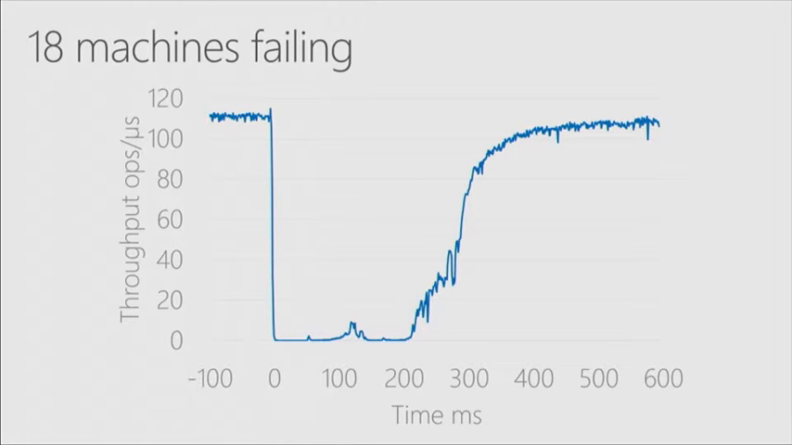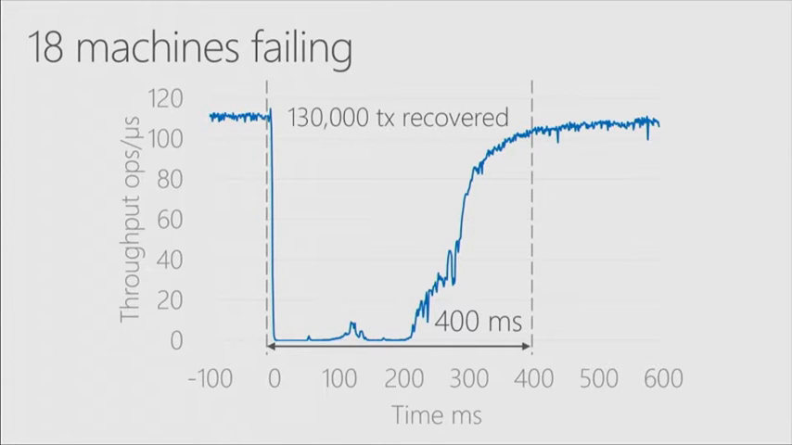So even if the whole failure domain goes away, we still do not lose data. And in this particular case, as you can see, it takes us a bit longer to recover, but still in 400 milliseconds we recover almost all the throughput on the remaining machines that we had before. And the reason why it takes us longer is, of course, that we have to recover a lot more transactions. In this particular case, we recover 130,000 transactions in about 400 milliseconds. Okay?